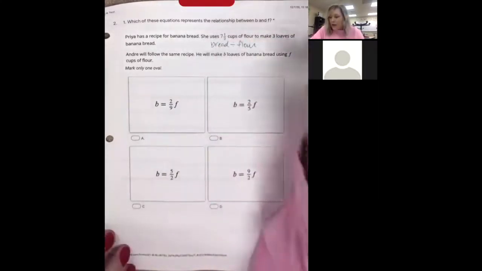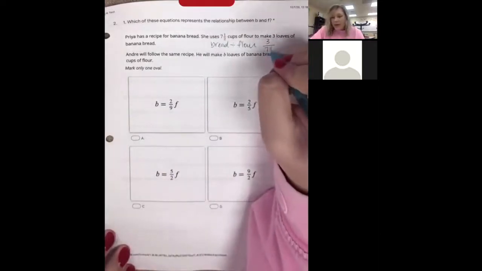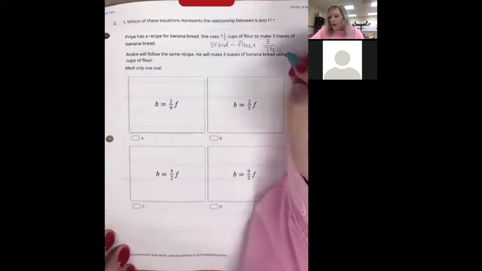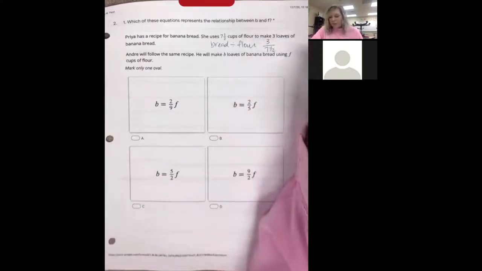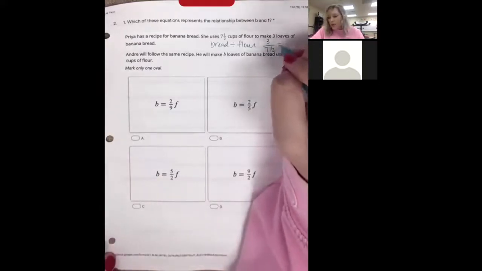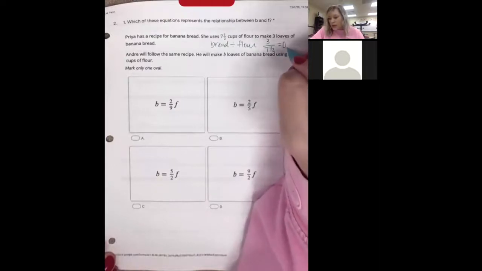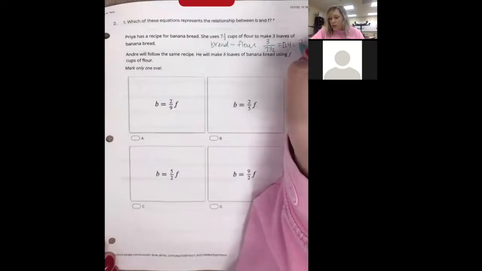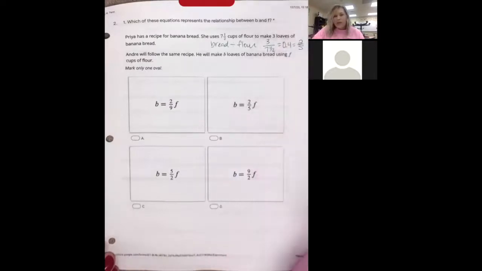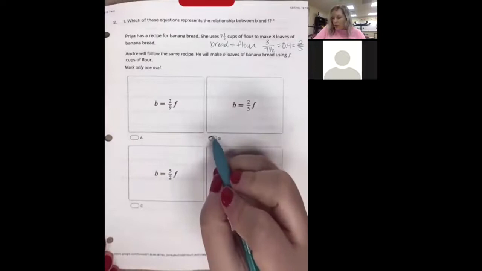And we have 3 loaves of bread. We use 7.5 cups of flour. So we want to divide that, which when we do, we will get 0.4, which is 2/5. So therefore our answer would be B.